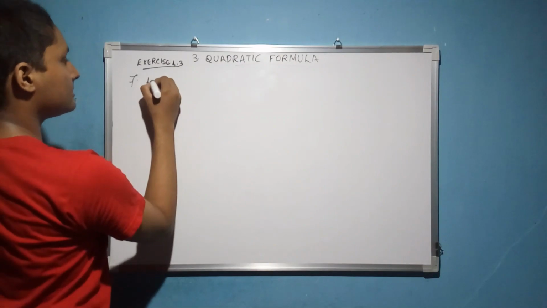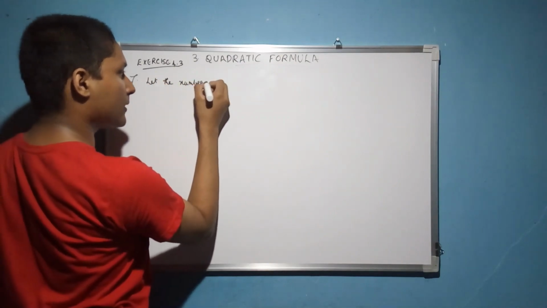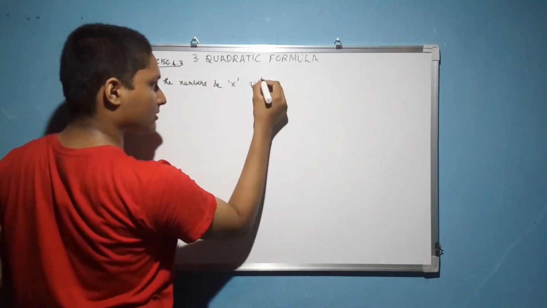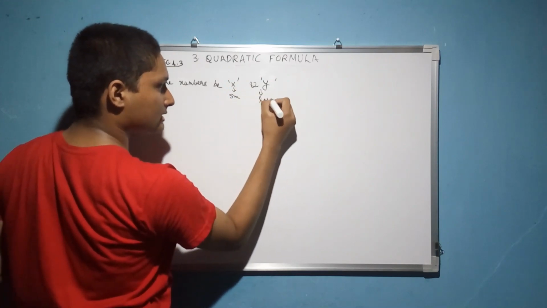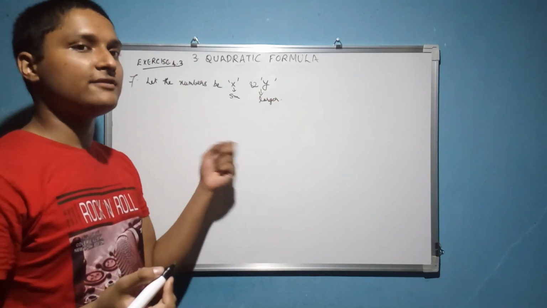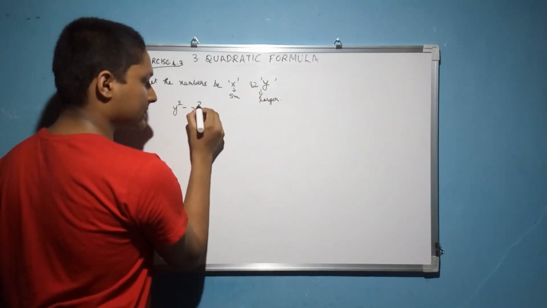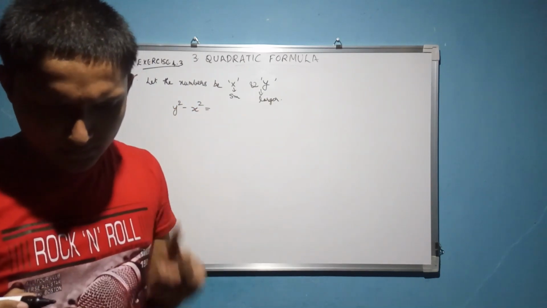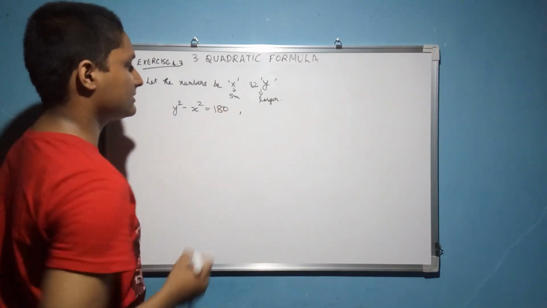We'll consider, let the numbers be x and y. Okay, x is the smaller number and y is the larger number. The condition given over there is the difference between the squares of these. Therefore y square minus x square is equal to, how much we need to find out now, that is given over there. Okay, 180 is given here. That is the first thing.